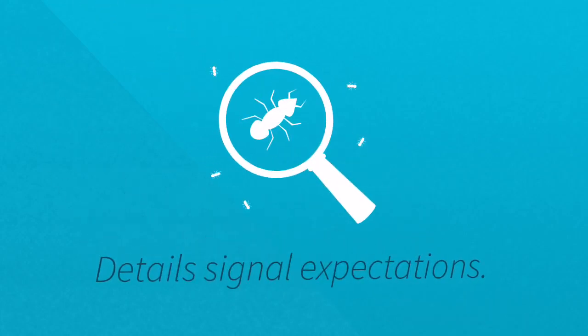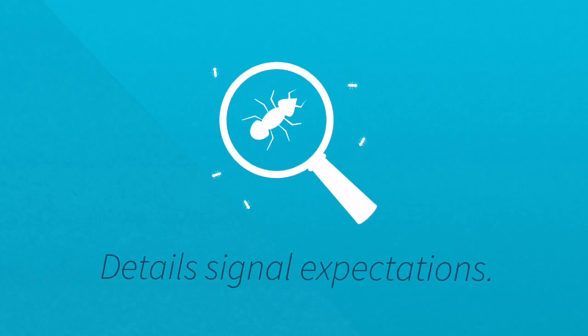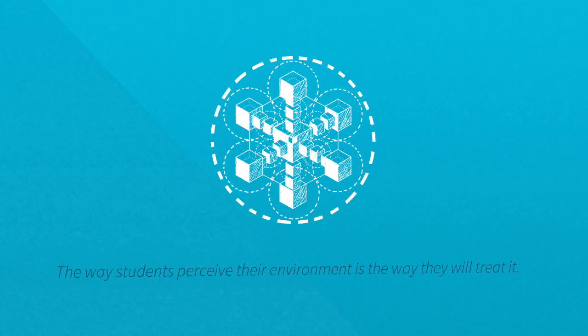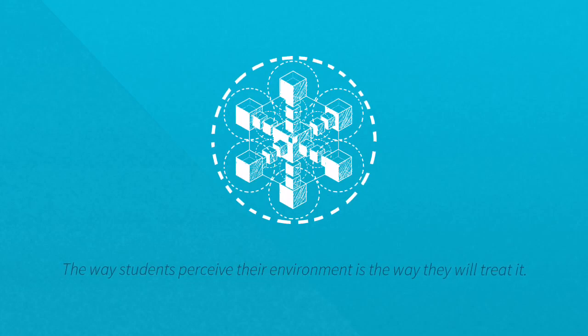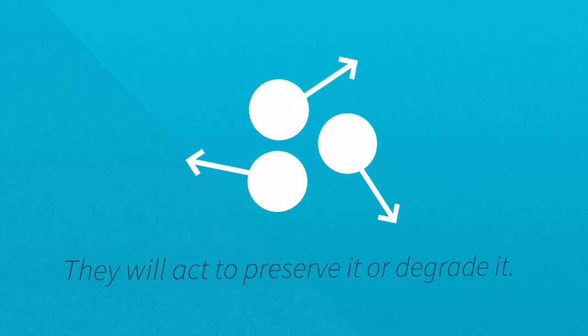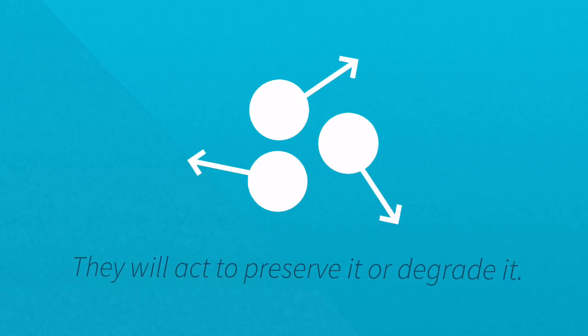In any environment, countless apparently minor details signal the expectations for conduct and behavior to students. Even if students don't recognize that they are responding to the environment, the way that they perceive the environment is the way that they will treat it. Students who perceive their environment to be orderly and safe will act to preserve it, not degrade it.